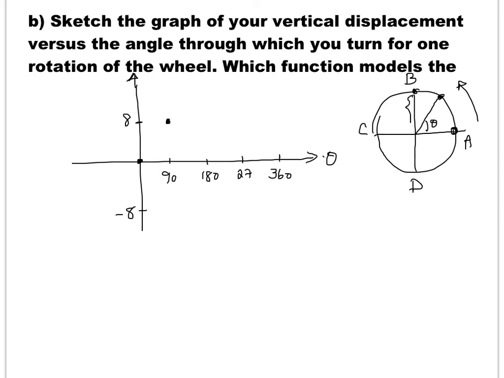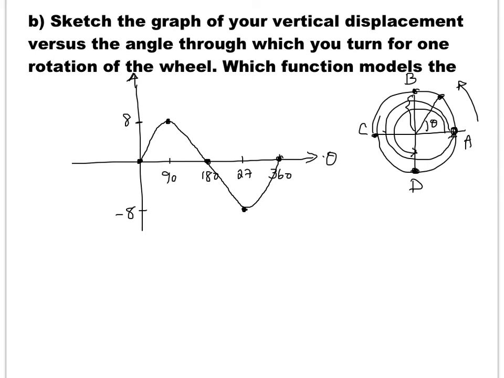which is this distance. When you are at point C, the angle is 180, but the vertical distance is going to be 0. When you are at D, the angle is 270 degrees, but the vertical distance now is negative, so it's going to be negative 8. And when you turn one complete rotation, the angle is 360, but the vertical distance now becomes 0. So the curve, which looks like this, resembles a sine function.